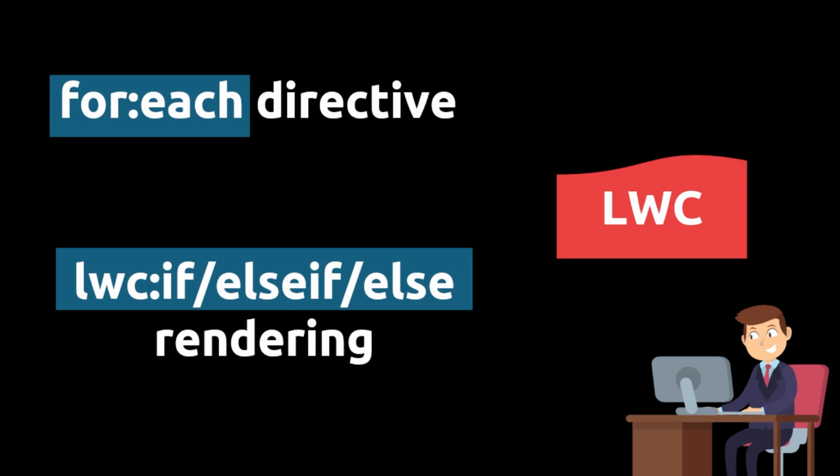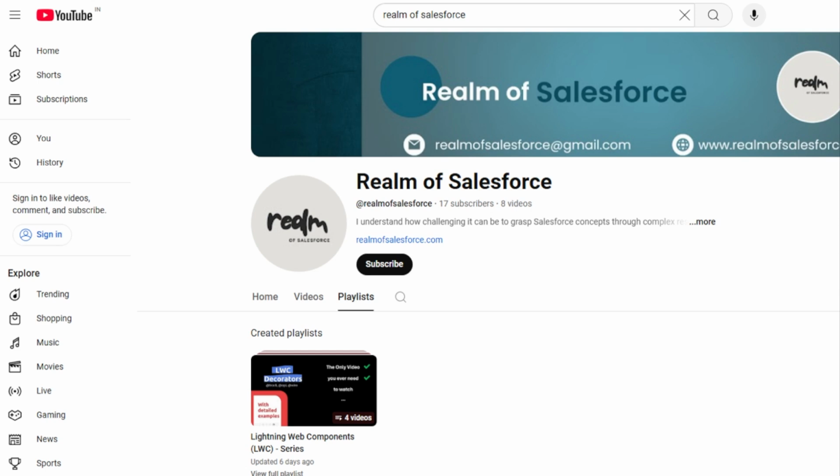Hello everyone, in this video we are going to see for each directive and iterator in case of loop in LWC, and in case of conditional rendering we are going to see LWC if, elseif and else. If you want to see more videos on LWC, we have a dedicated playlist for LWC, so you can go check it out on our channel, and all the videos are quite detailed.